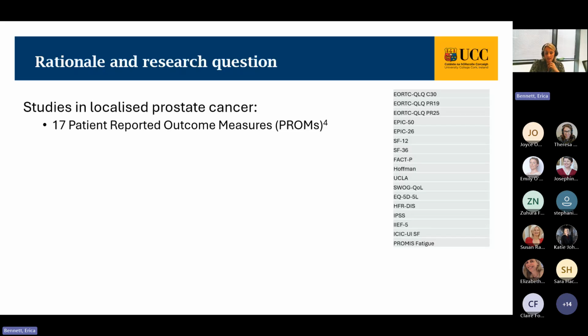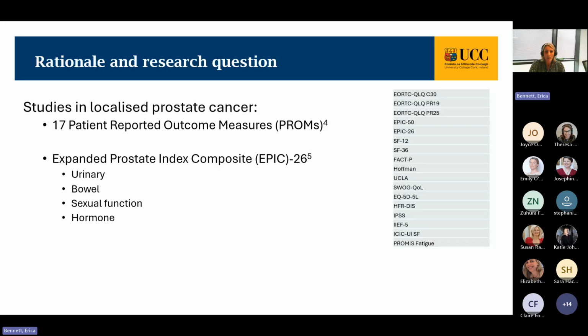This causes a lack of standardization across studies, and it makes the results between studies quite difficult to compare because there are different varieties and combinations of quality of life data. EPIC 26 is the most commonly used tool, and it incorporates 4 domains: urinary, bowel, sexual function, and hormone impact. And it's a prostate cancer specific tool. So potentially it is the most appropriate tool to capture health-related quality of life for prostate SABR patients, but we just don't know that yet because it hasn't been specifically validated in this population.